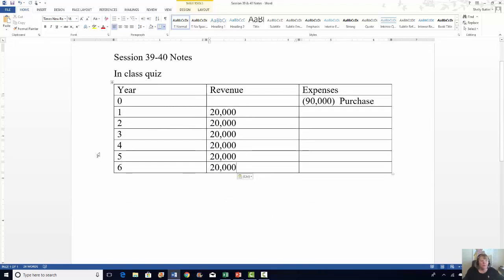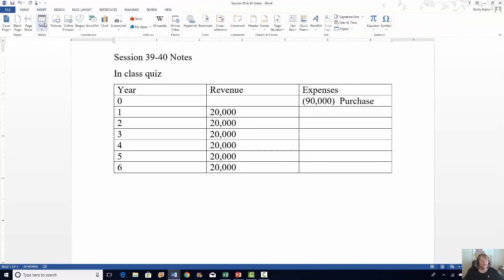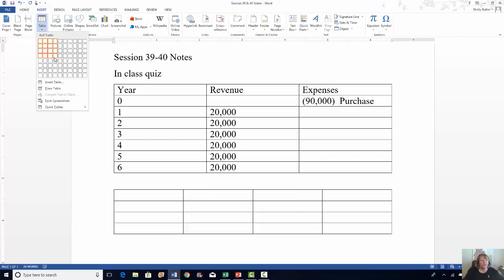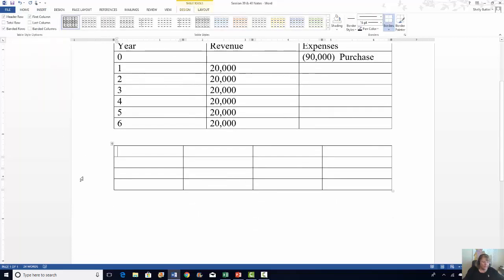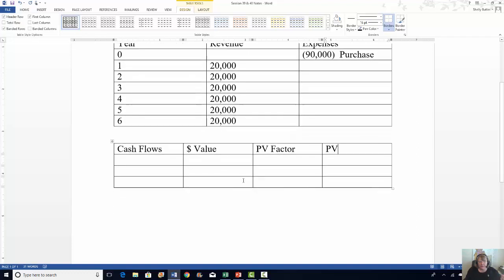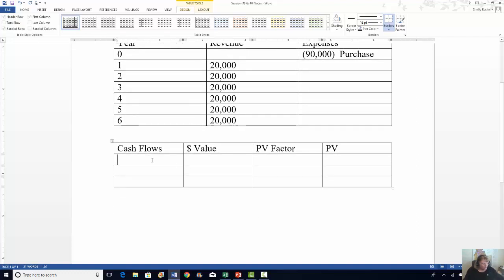And then I'm going to do another table. I never have the wording right. The dollar value, the present value factor from the tables, and then the present value. Because we want to see if this is a good investment.